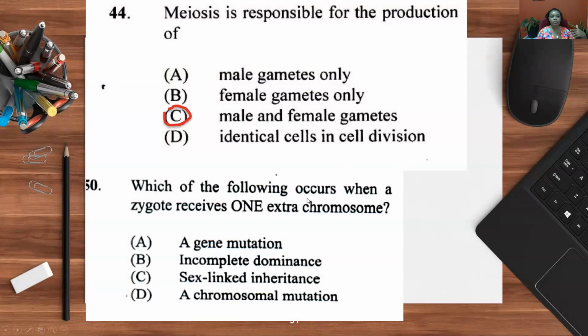Which of the following occurs when a zygote receives one extra chromosome? When a zygote receives one extra chromosome, that is referred to as a chromosomal mutation. As a result, the most common example people know about would be Down syndrome, which is referred to as trisomy 21 because you get three chromosome number 21 instead of two. You usually get one from the egg and one from the sperm, but in the case of Down syndrome, you end up getting two from the egg, so you end up with three. So that's a chromosome mutation.